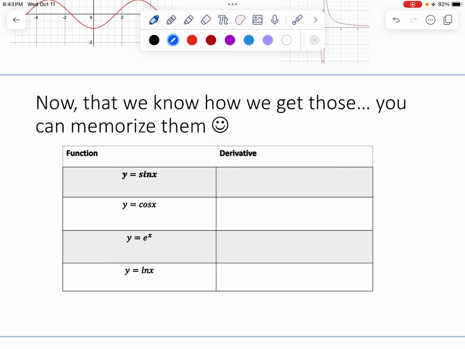So the derivative of sine of x is cosine of x. The derivative of cosine of x, as we just learned, is negative sine of x. This one's the easiest one in all of calculus. The derivative of e to the x is just e to the x. And then the derivative of the natural log of x is 1 over x.